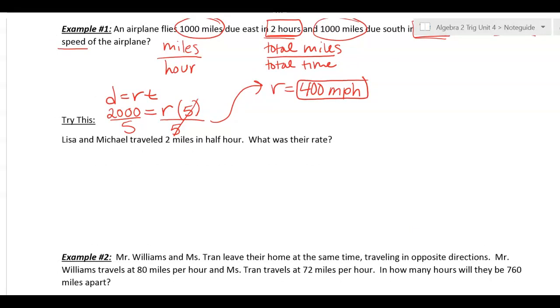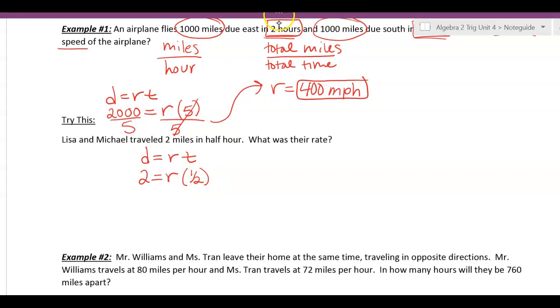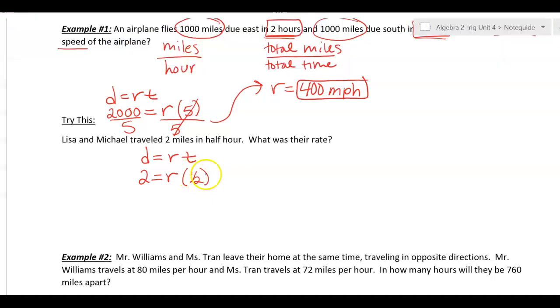So for the next problem, to try this, it says Lisa and Michael traveled 2 miles in half an hour. What was their rate? So again, we have miles, which is a distance. So we have 2 miles. We don't know the rate, and this was accomplished in half an hour. And so then here we would also solve for rate. In this case, I would times by 2 to cancel out the 1/2. And so I would have that the rate is 4. In this case, meaning the rate is 4 miles per hour.